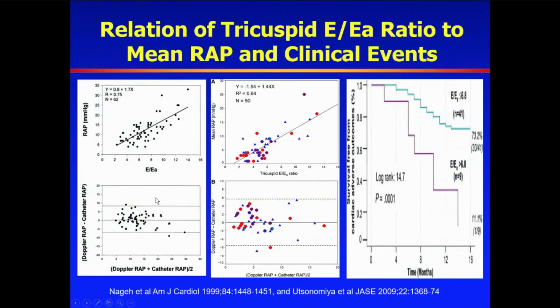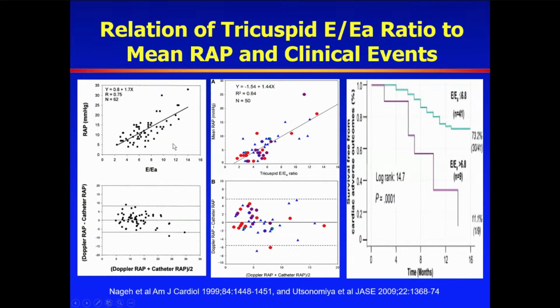These are data showing the relation between the E to E prime ratio on the tricuspid side to right atrial pressure in 62 patients. Many of them were with cardiac disease. Several were on mechanical ventilation. Again, you can appreciate that there is indeed a wide confidence interval on the Bland-Altman plot.